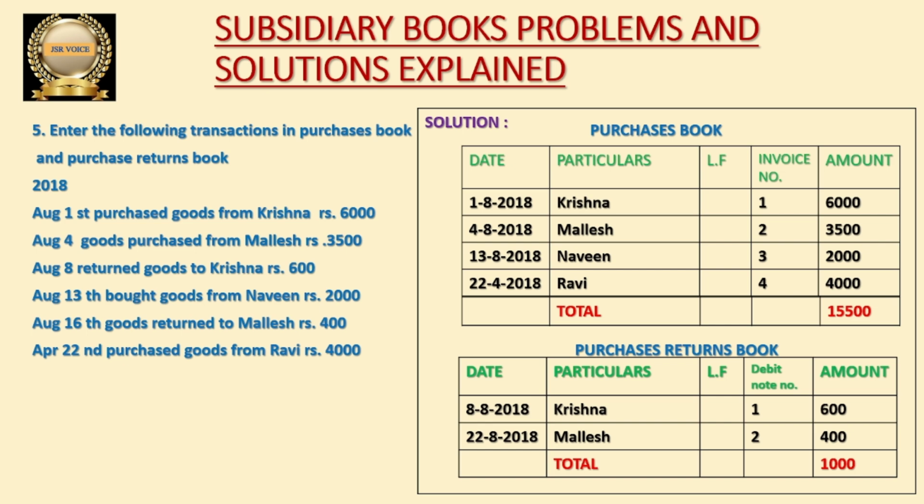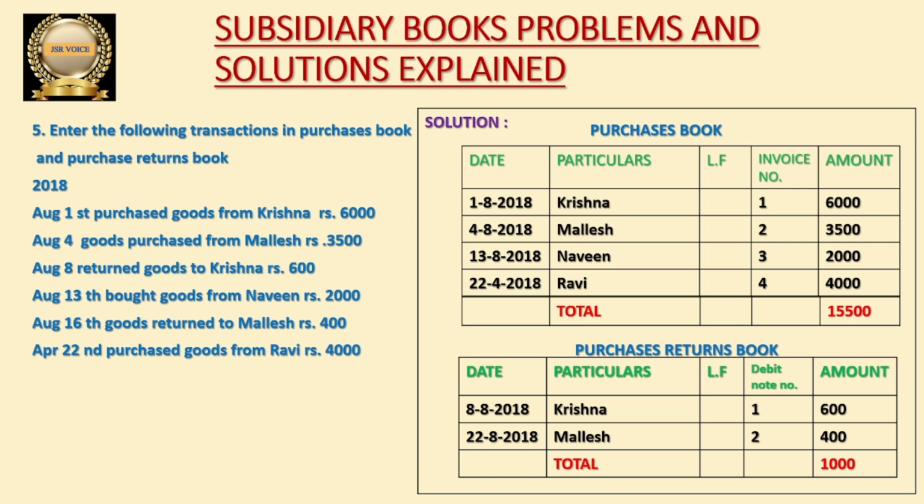Bought goods from Naveen. Bought means purchased. Purchased goods from Naveen. It will be recorded in the purchase book. Okay, bought goods. Goods. One condition satisfied. It is not asset. And next from Naveen. Name is given. Second condition also satisfied. And next we don't have cash anywhere, so third one also satisfied. Three conditions satisfied, so we can record in the purchases book.